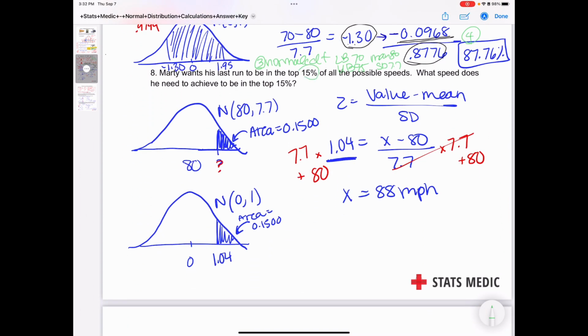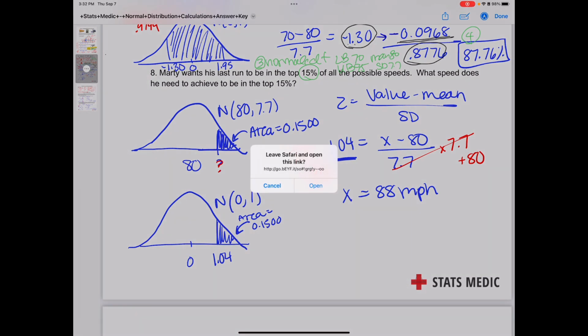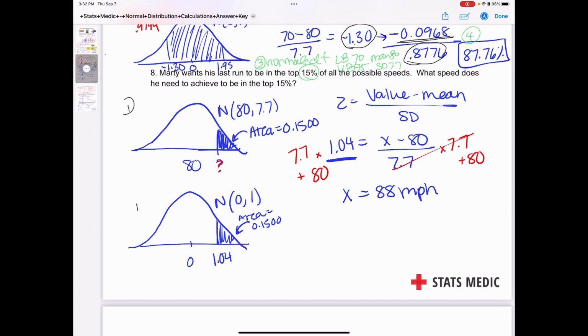For this one, it's the opposite. This is the top 15%. So I'm going to go ahead and write step 1, you have the picture. Step 2, you're going to have the probability statement. The probability that X is greater than, now I don't know this, you see that's a question mark, so I'm going to put Y, is equal to the probability that Z is greater than Y minus 80 over 7.7, because I don't know the value. And we do know that the probability equals 0.2. Oh, sorry, not 0.2, 0.15.